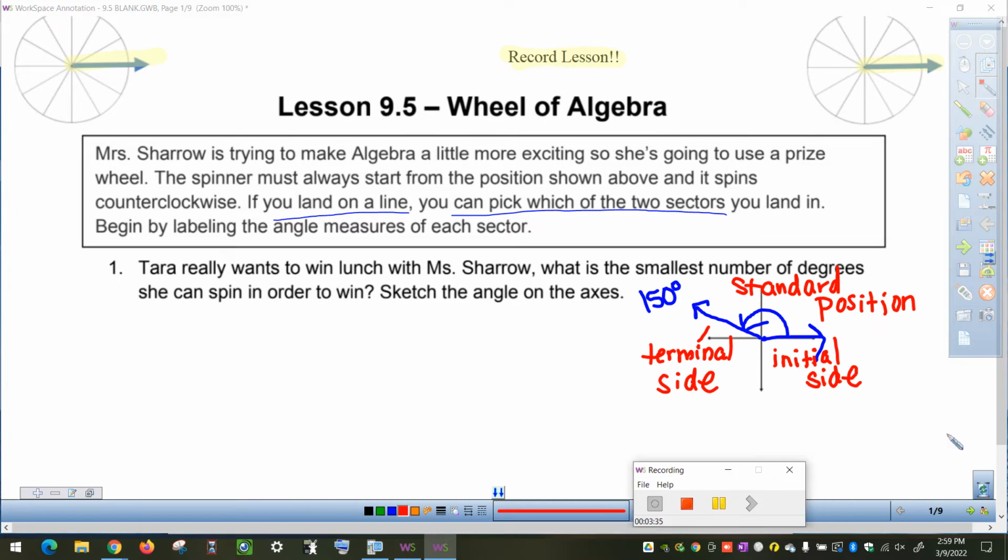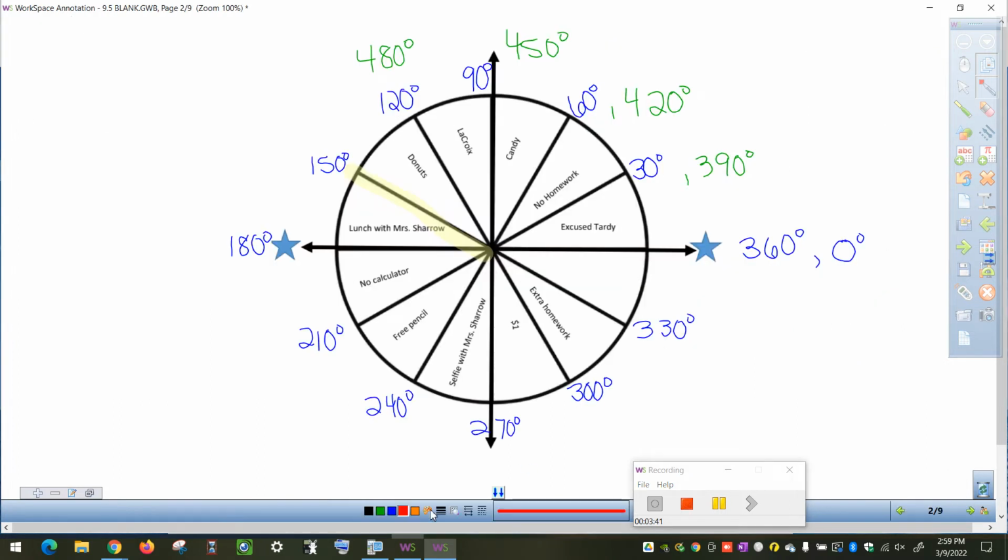Okay, so we're going to go back to our spinner here, and we're going to see what actually happened here in part 2. It says that Tara actually spun 510 degrees. Did she win lunch with Miss Shero? Some people say no, some people are saying yes. How can we tell? What is it that we're looking at? Go ahead, DJ.